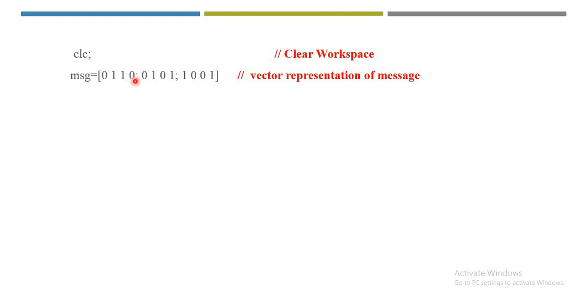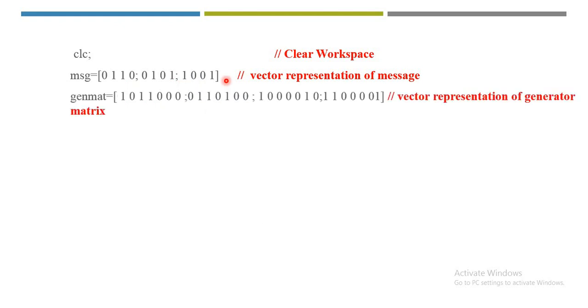This colon and this semicolon are used to separate out the different columns and different rows. This is my generator matrix. As my generator matrix is also in a matrix format, we write it down in this format, and this semicolon is to separate out the rows.